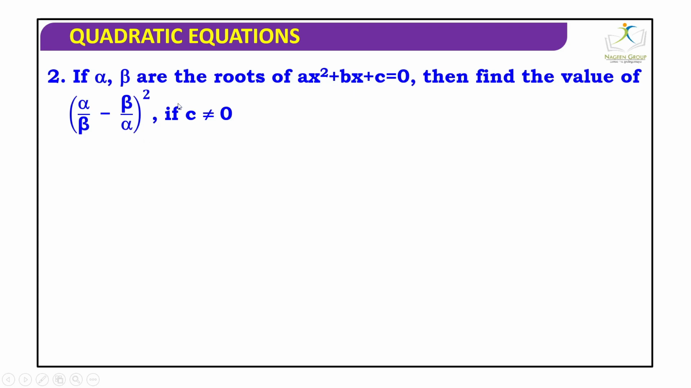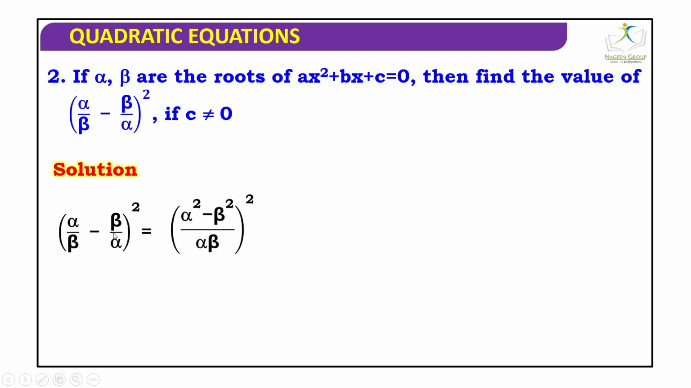alpha whole square. From here, let's understand alpha by beta minus beta by alpha whole square. It is equal to, take LCM, alpha into alpha, alpha square, beta into beta, beta square, divided by alpha beta whole square. This will be equal to alpha plus beta whole square. See, we have a square minus b square. So we have the formula a plus b and this is a minus b.